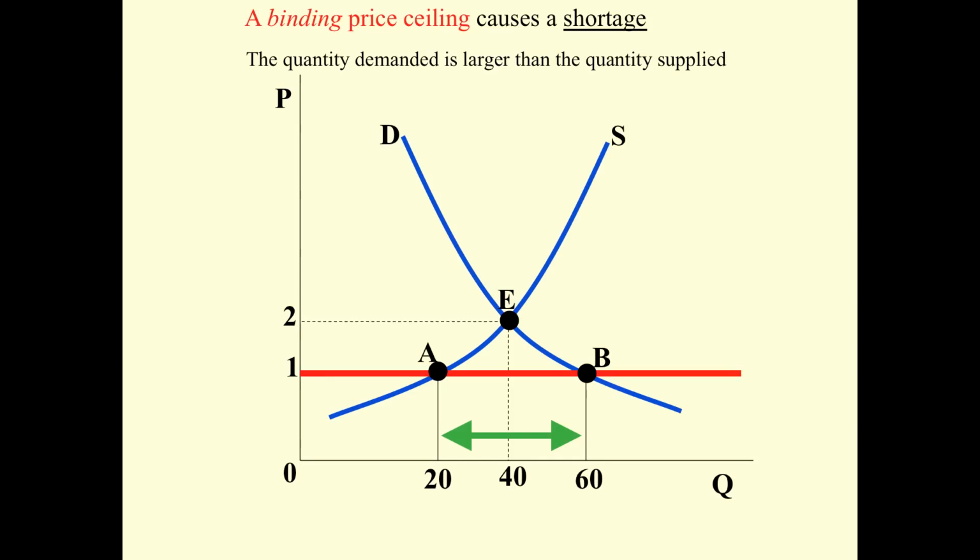So normally in a market, the price would be bid up, right? Because those 40 people who can't get the product would be willing to say to suppliers, well, I'll give you $1.50, I'll give you $1.75. But remember, that's illegal now. You can't do that, at least not outside of black markets.